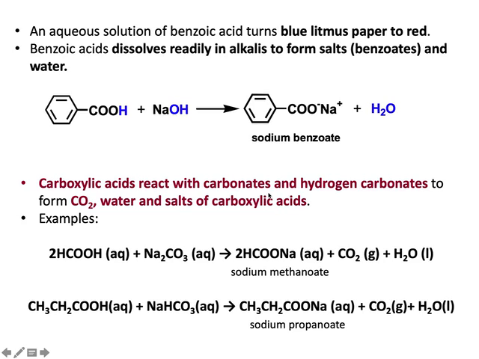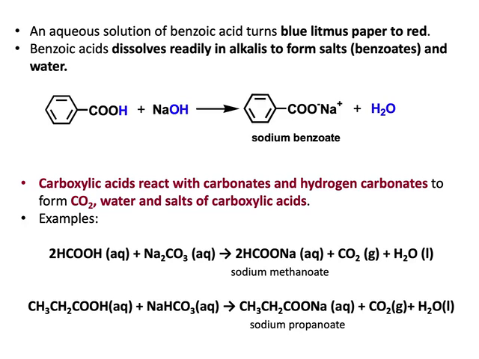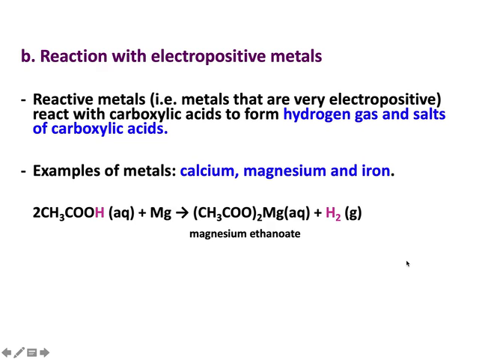Carboxylic acid reacts with carbonate and hydrogen carbonate to form carbon dioxide, water and salt. This one is an example of the carboxylic acid reacting with carbonate and hydrogen carbonate. The first is the example of the strong base, and this one is for carbonate and hydrogen carbonate. So the end product is the salt of carboxylic acid, and the side products are carbon dioxide and water.